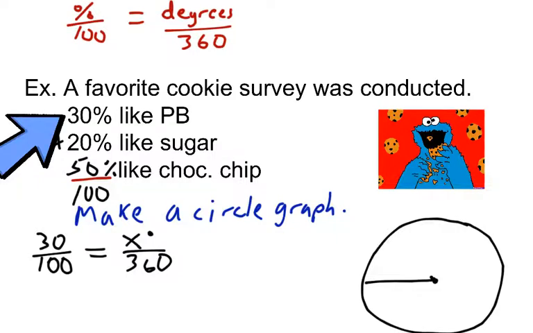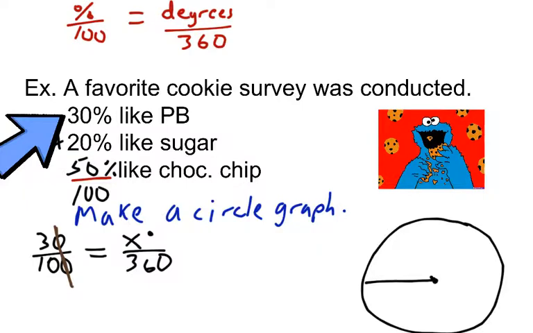I'm going to show you a shortcut. Normally we could just cross multiply and do 100x equals 30 times 360. But that's going to be a huge number, and I want to see if I can do this a little simpler. I'm going to make equivalent fractions by canceling out these zeros. How did I do that? I just divided them both by 10. So dividing 30 by 10 and dividing 100 by 10 gets rid of those zeros. So now it's 3/10.